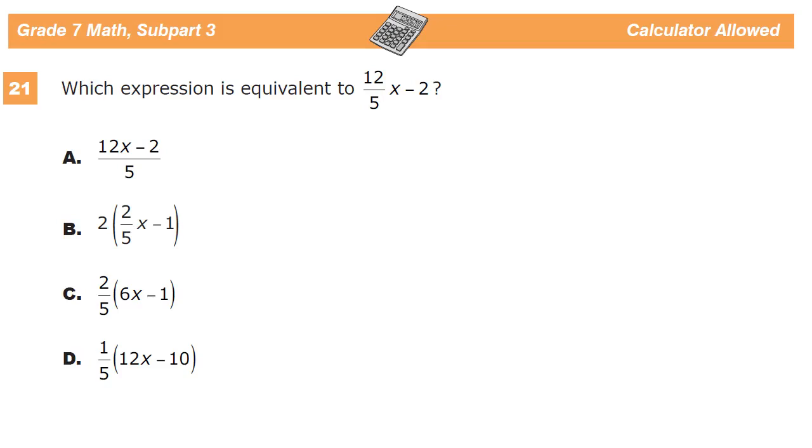This is a grade 7 math practice test for TNReady. Question number 21 on this version. Which expression is equivalent to 12 fifths x, or 12 over 5 times x, minus 2? You look at the answer choices and you start to see a pattern. A lot of them have these parentheses, which means distributive property, right?